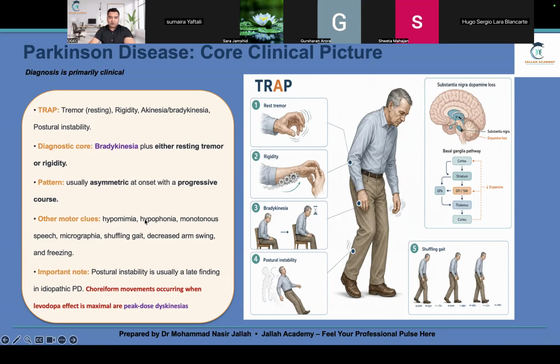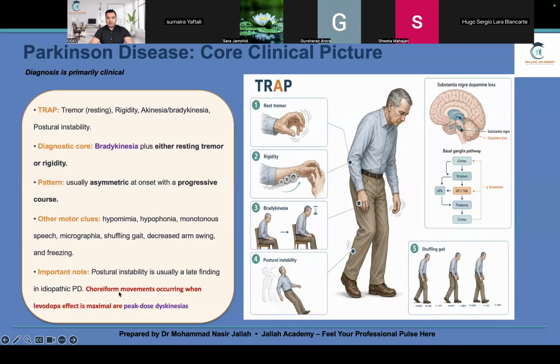Other motor clues could be hypomimia, hypophonia, monotonous speech, micrographia, shuffling gait, decreased arm swing, and freezing. So these are the things that you have to address while you're doing the physical examination of the Parkinson's patient. Important note, postural instability is usually a late finding in idiopathic Parkinson's disease. Choreiform movement occurs when levodopa effect is maximal, or peak dose dyskinesia.